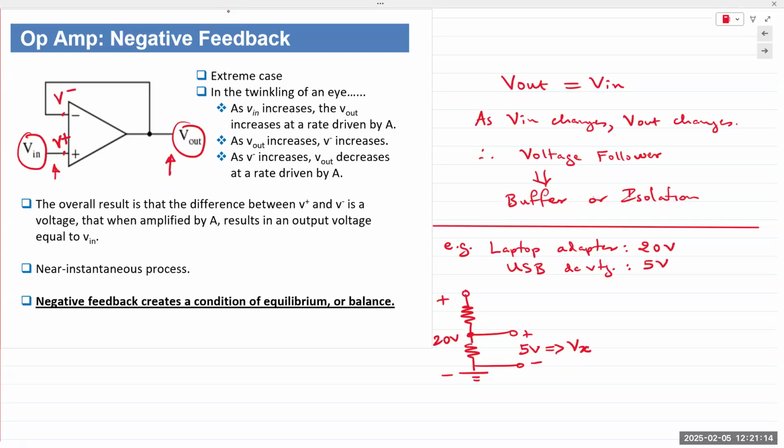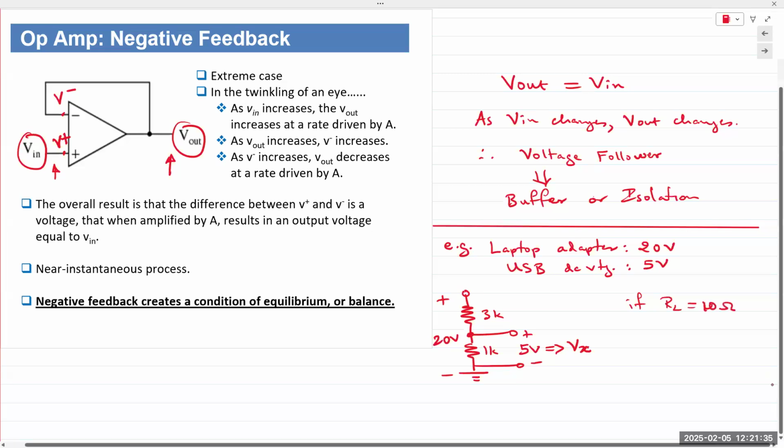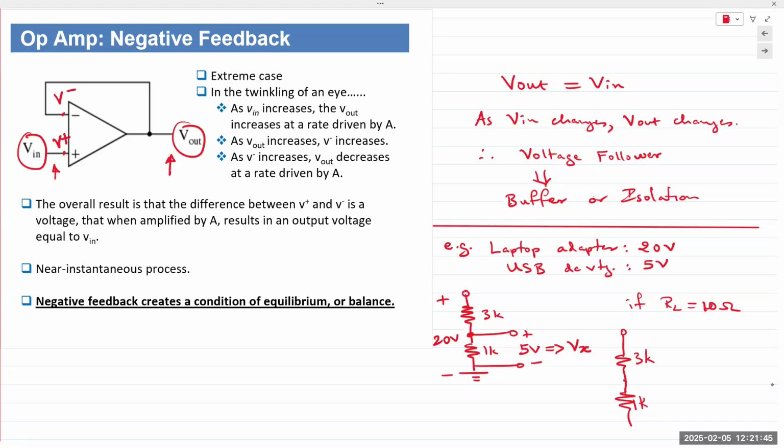Okay. So let's say this voltage divider network was, random, 3K and 1K. If you connect a load RL of 10 ohms to that 5 volt output, your circuit becomes like this. You've got 3 kilo ohms, you've got a 1 kilo ohm resistor right here. This is 10 ohms.